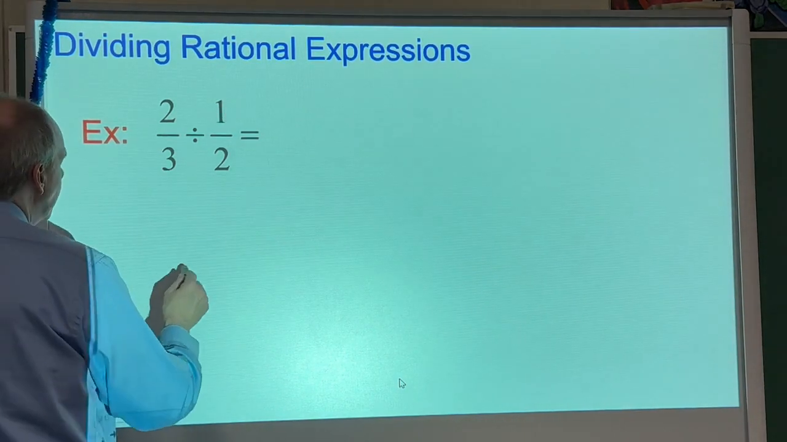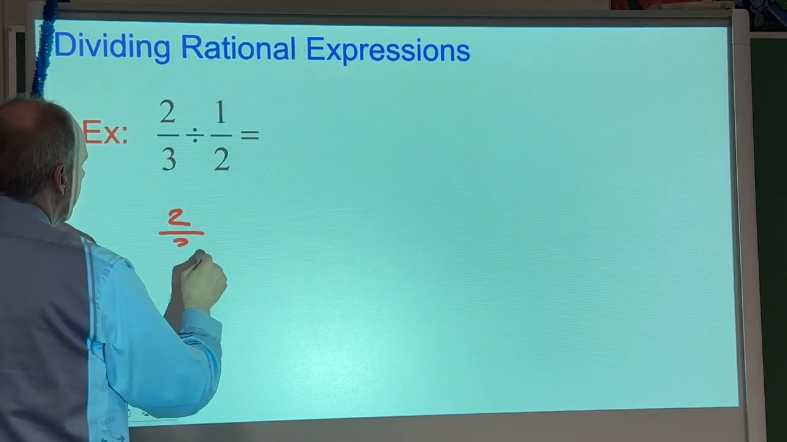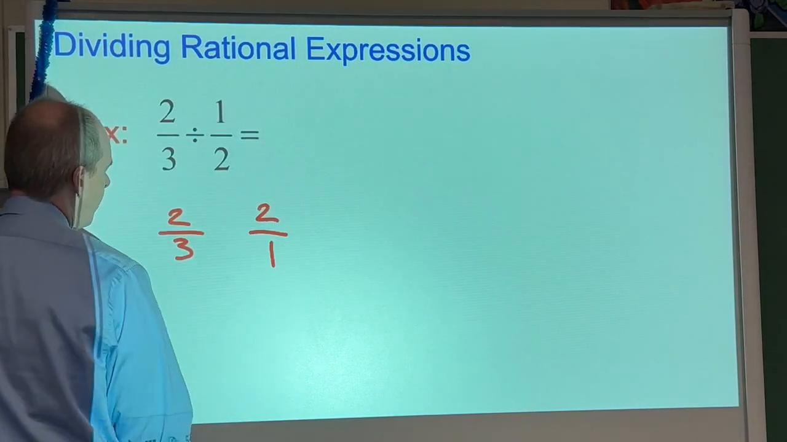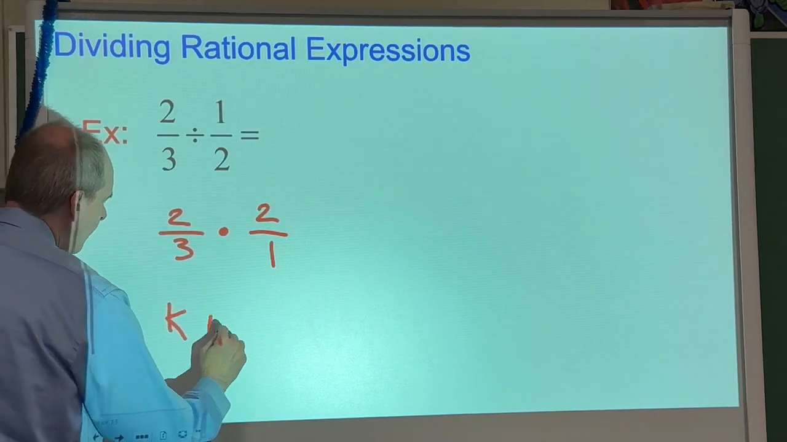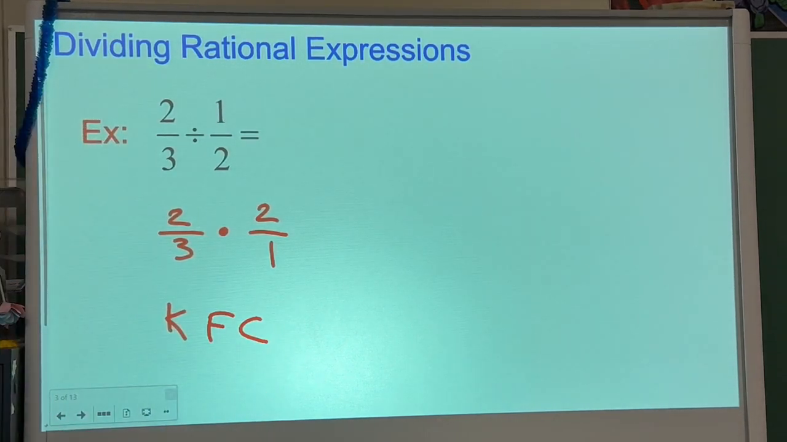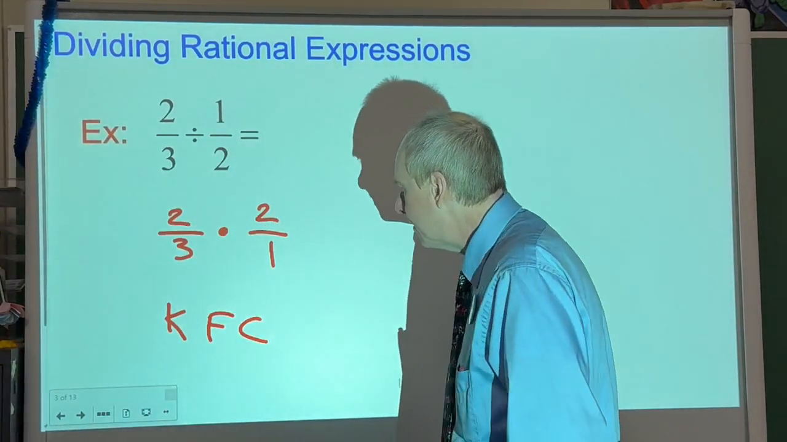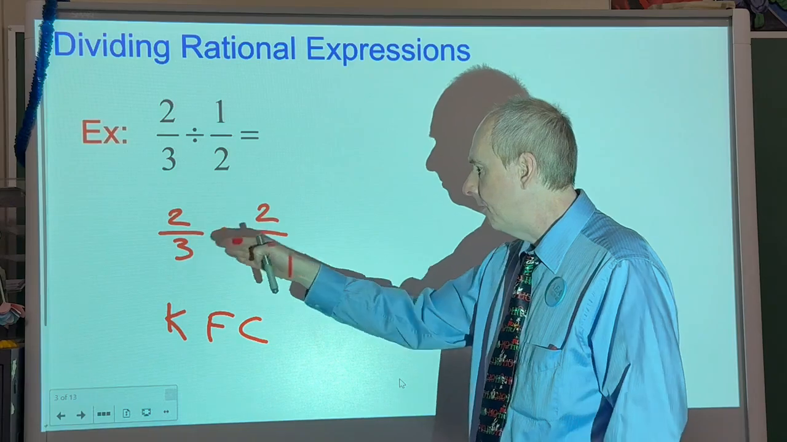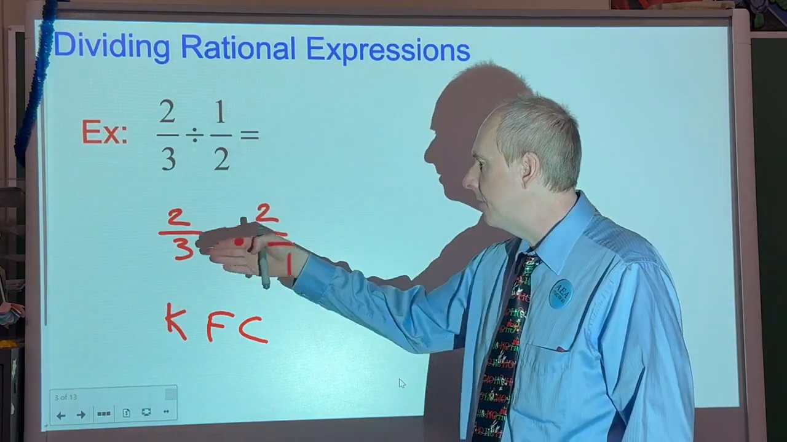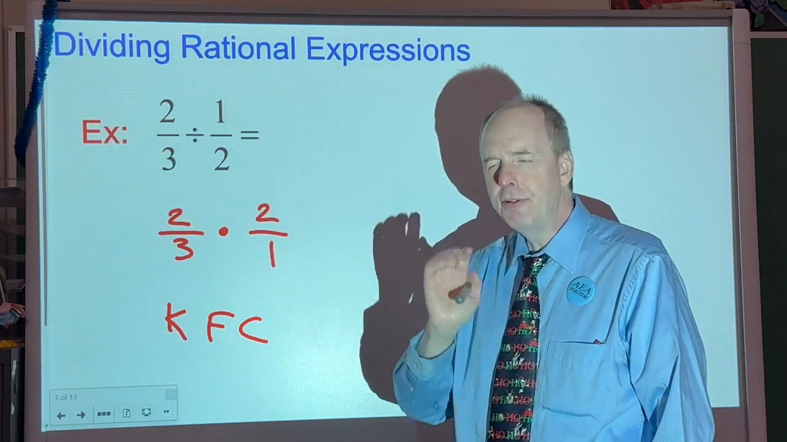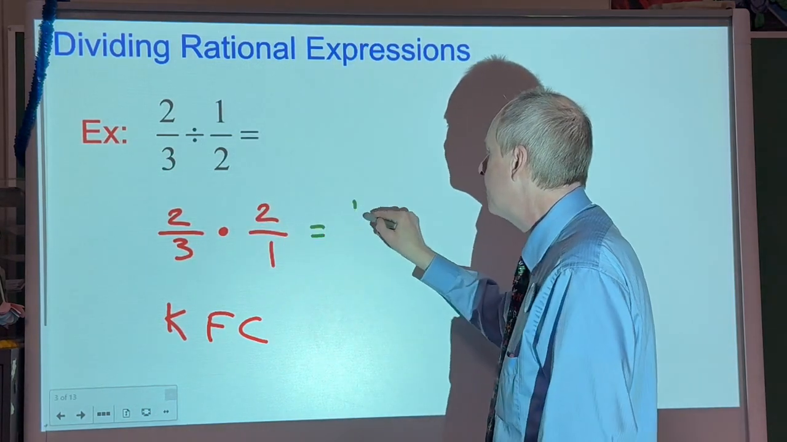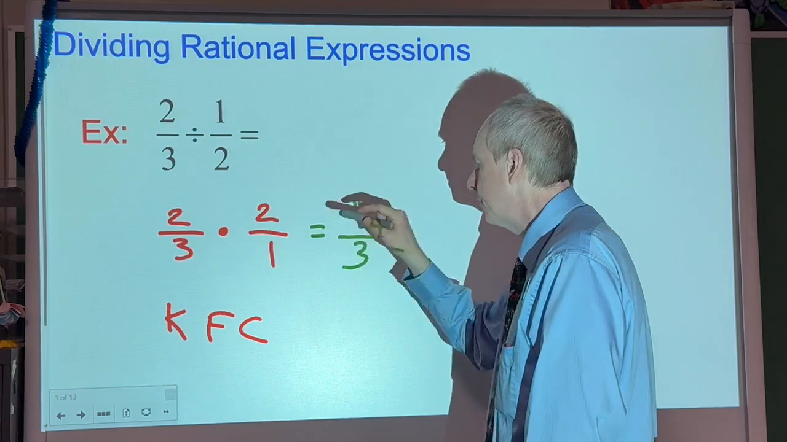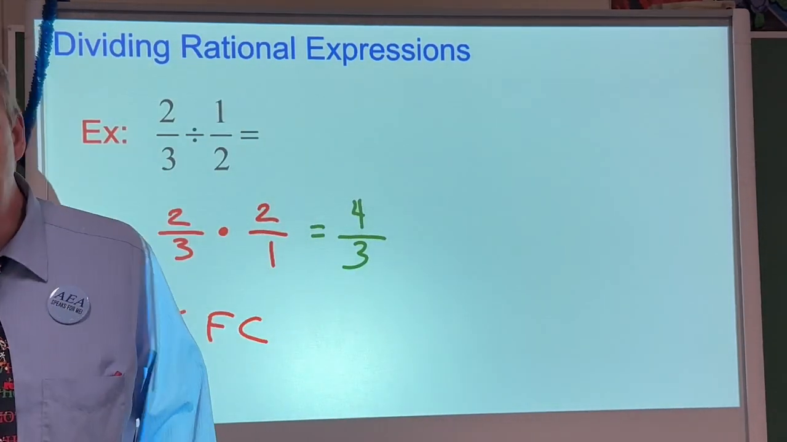We keep our first fraction. We flip our second fraction. And then we change it to multiplication. So we keep, we flip, and we change. KFC sounds yummy to me. If there's any factors that can cancel top and bottom, we would. But 2 doesn't go into 3, and 1 goes into 2, but it doesn't really help you because it still leaves you at 2. So multiplying straight across, 2 times 2 is 4, 3 times 1 is 3. That would be my new fraction.